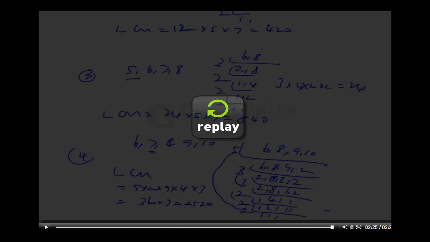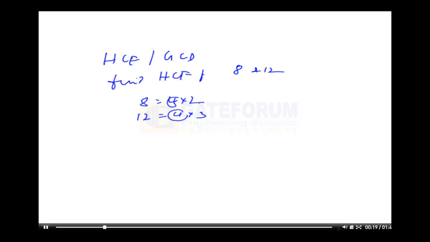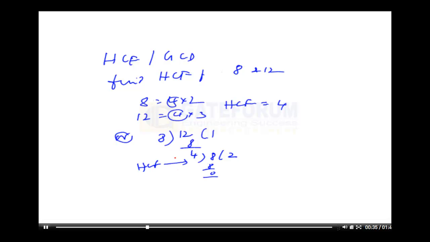Highest common factor or greatest common divisor. How to find the highest common factor of numbers? Let us say 8 and 12. So 8 is made up of 4 and 2, 12 is made up of 4 and 3, so the highest common factor is 4. Another method is to divide the bigger number by the smaller number. Then the remainder becomes divisor, divisor becomes dividend, you go on till you get 0. That divisor is the highest common factor.